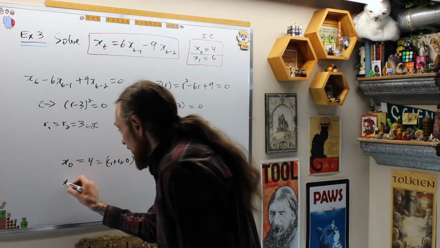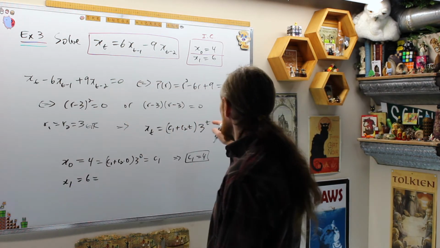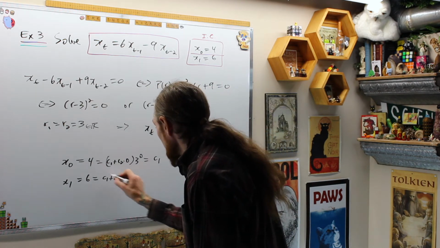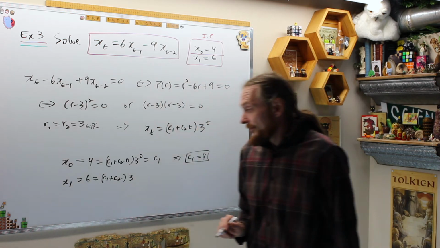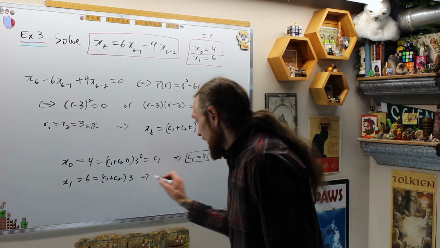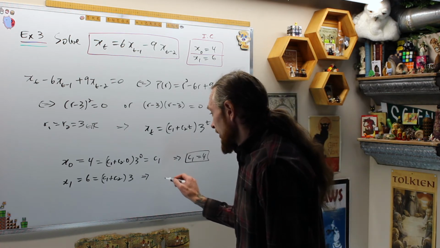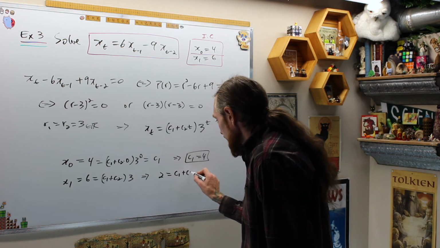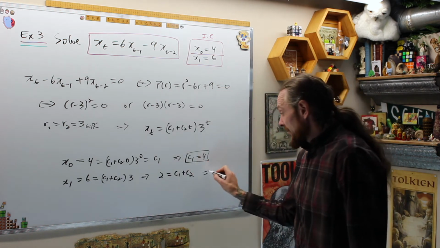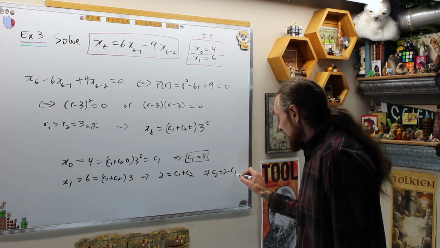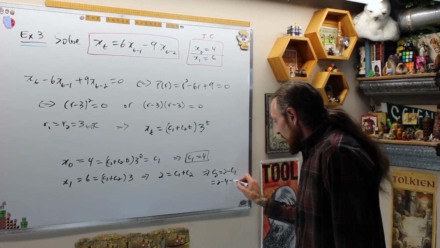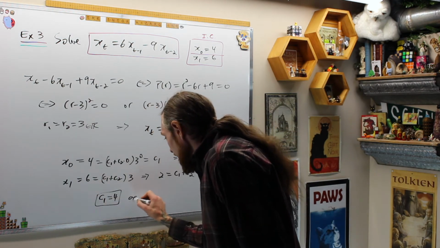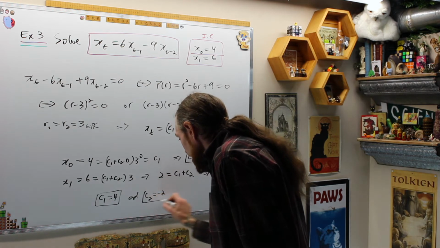And the other initial condition, x1 is 6, is going to give me what? c1 plus c2 times 3 to the 1. What does that give me? That gives me 6 divided by 3, which is 2, equals c1 plus c2. I already know what c1 is, so that tells me that c2 is 2 minus c1, which is equal to 2 minus 4, which is negative 2. To recap, c1 is 4 and c2 is negative 2.